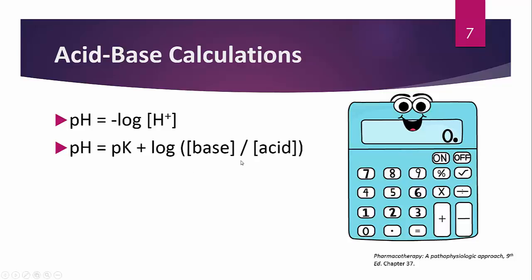And essentially in the body, you have a buffering system that will help to buffer the pH to a normal physiological level. Now, it's not important to necessarily know these equations because you won't be tested on these equations, but just know the underlying concepts of what affects pH. And that is essentially the concentration of the acids and the concentration of the bases.